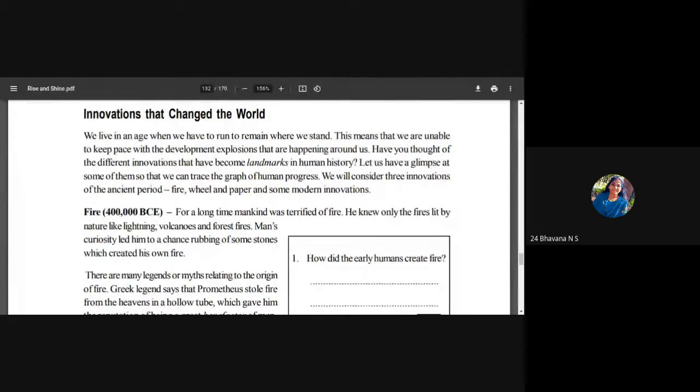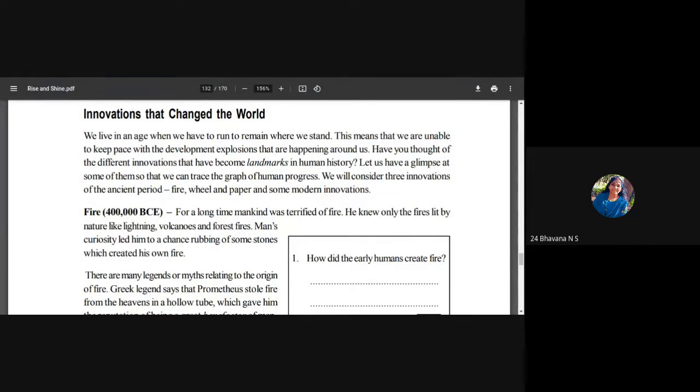We live in an age when we have to run to remain where we stand. This means that we are unable to keep pace with the development explosions that are happening around us. Have you thought of the different innovations that have become landmarks in human history? Let us have a glimpse at some of them so that we can trace the graph of human progress. We will consider three innovations of the ancient period: fire, wheel, and paper, and some modern innovations.